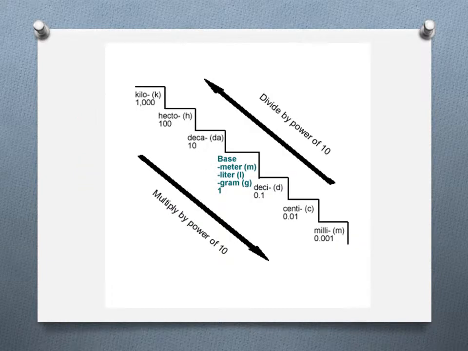Here is a chart that we might be going over later. You start at the base here that has meters, liters, and grams. This is the metric system. If you go up by 10, it's a decaliter, decameter, or decagram, then hecto, then kilo. We go down to deci, centi, and milli. Milli is the smallest measurement. Kilo is the largest measurement in the metric system.